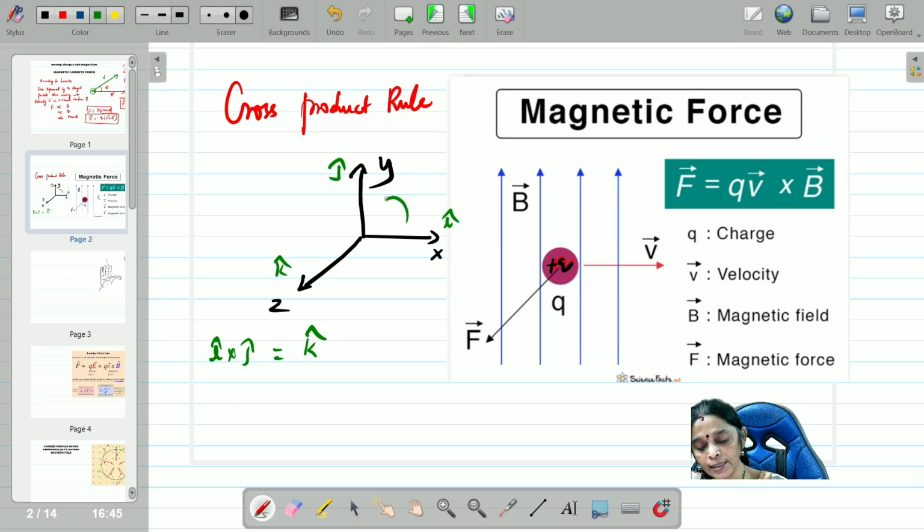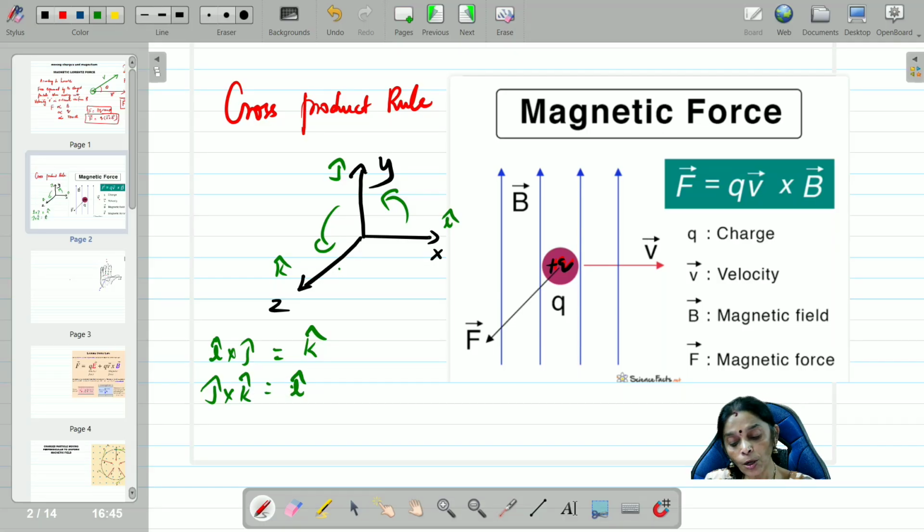What is j cross k? Anticlockwise. j cross k is equal to i cap. And what about the third one, k cross i? That is also anticlockwise. That will be equal to j cap. That is all, children. So based on that, let us see here.